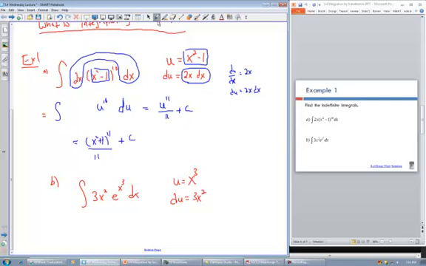And now I'm going to substitute back in. I'm going to substitute in for x cubed. So here's my x cubed, and that's equal to u. And then over here, this is my du. Oops, I forgot to write dx over here. Make sure you write dx. So this is my du.